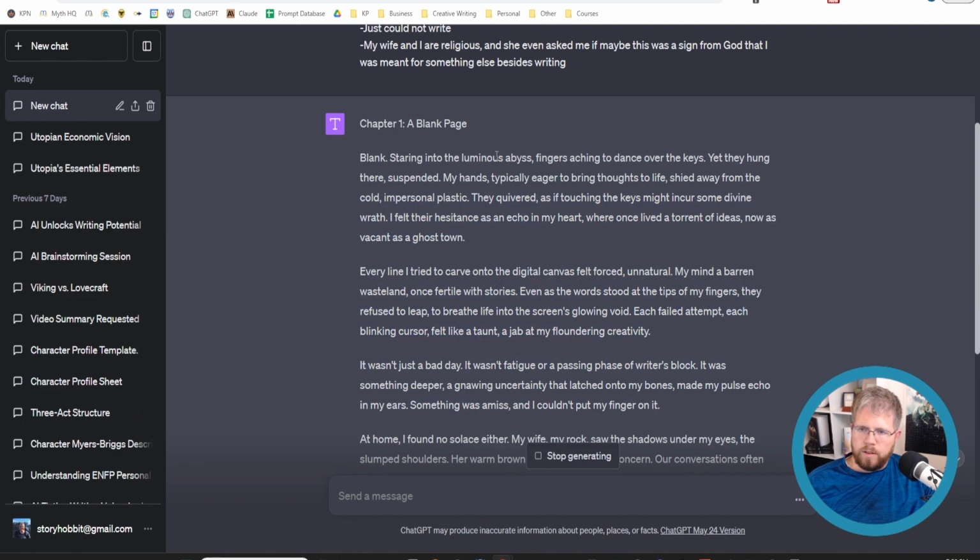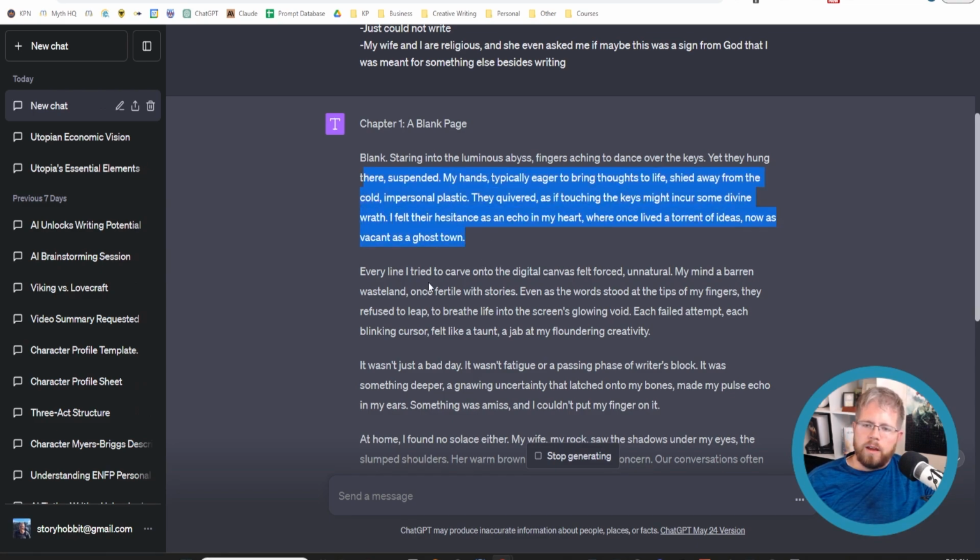Blank, staring into the luminous abyss, fingers aching to dance over the keys, yet they hung there suspended, my hands typically eager to bring thoughts to life, shied away from the cold impersonal plastic. They quivered as if touching the keys might incur some divine wrath. I felt their hesitance as the echo in my heart where once lived a torrent of ideas, now vacant as a ghost town. Okay, first of all, way too overdramatic, so that's something I would have to fix.